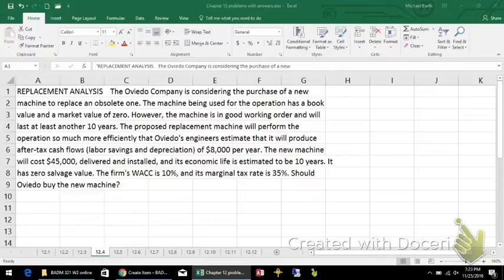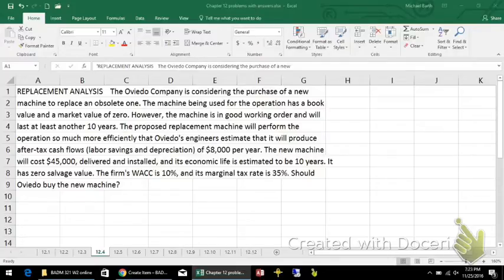The replacement machine is more efficient, so it'll do the same job as the existing machine, but better, faster, smarter. And what they figured out is that after taking into account all the labor savings, the difference in depreciation expenses, and the tax effects, they've done all those calculations already. And most of Chapter 12 is showing you how to do the calculations. But in this example, they've already done them for you. So the net is that it saves $8,000 per year.